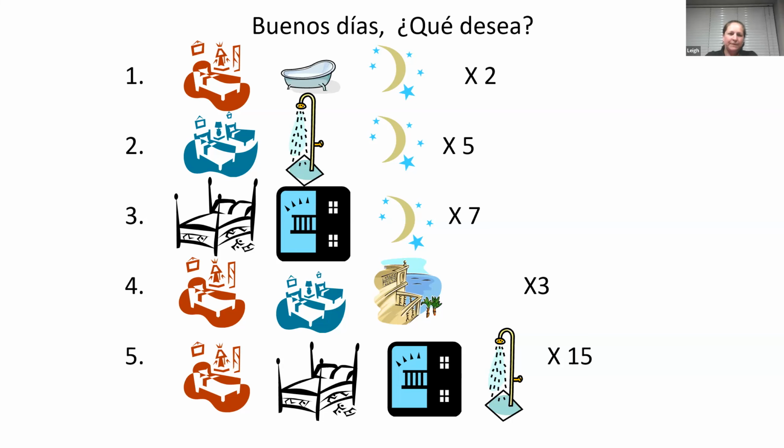Muy bien, perfecto. Okay, so Lee had 2 rooms that she's looking for. Me gustaría reservar una habitación individual y una con 2 camas con vistas al mar para 3 noches. Muy bien. Okay. Well done. Super. Okay.